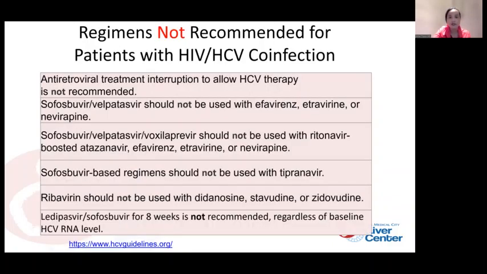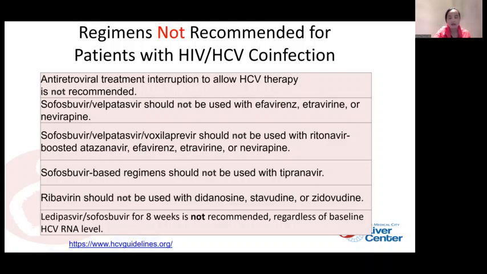So these are the no-nos in treating patients with HIV and HCV co-infection. You do not need to interrupt ARTs just to allow HCV therapy. So it's a matter of looking for the correct regimens that will have acceptable drug-drug interactions. And we've discussed the important drug interactions earlier. For those using sofosbuvir, ledipasvir, or Harvoni, the abbreviated or shortened regimen of 8 weeks is not recommended, even with lower HCV RNA viral loads in patients with HIV co-infection.